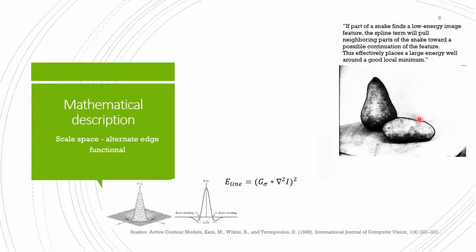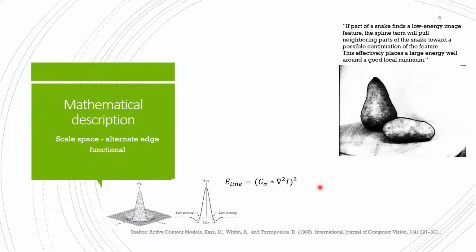So another concept is that this is actually energy. This is an alternative edge functional from what we have seen earlier. This E line, energy of the line, can be Gaussian of Laplacian of the image and its square. We have a similar concept in image processing one.